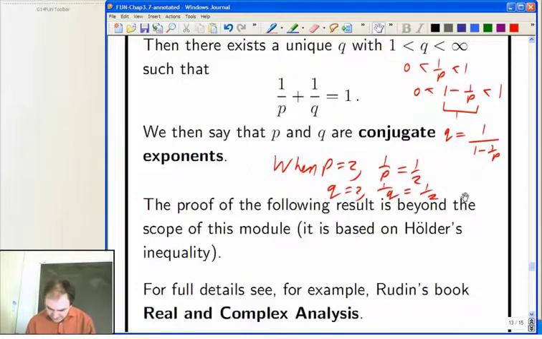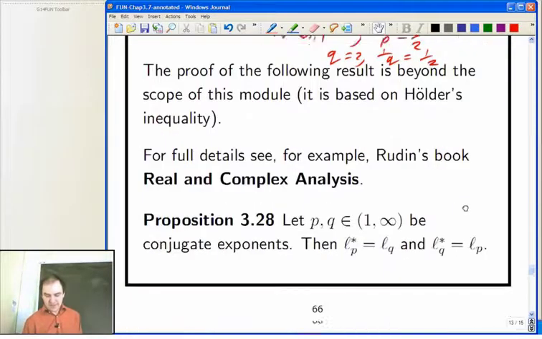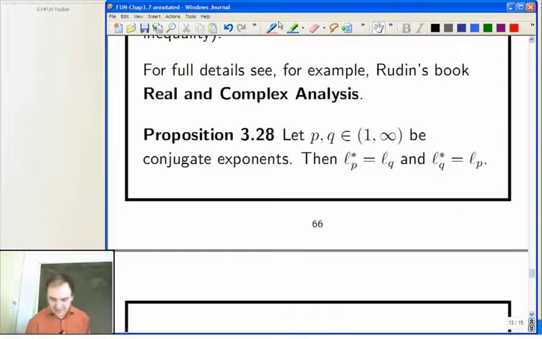So here is the result, and it's all based on Hölder's inequality, and you can find all details in Rudin's book on real and complex analysis. Here's what happens. You take conjugate indices p and q strictly between 1 and infinity, then lp star is lq and lq star is lp. Although I won't prove it for you, I will show you what's going on, because it also covers the little l2 case, just to explain again what you would do and to see where the issues come in.